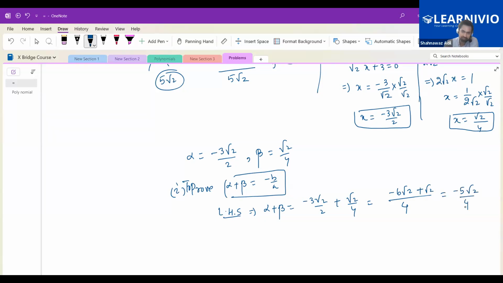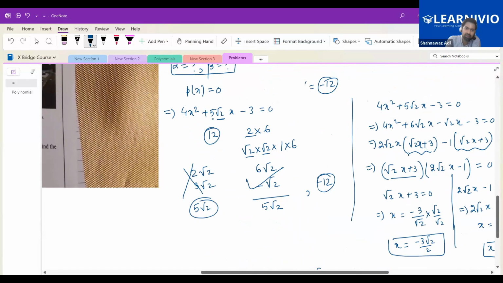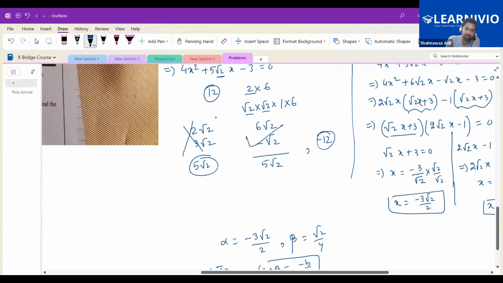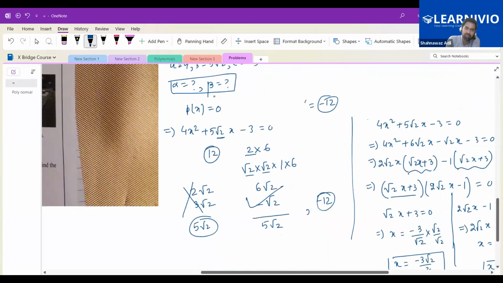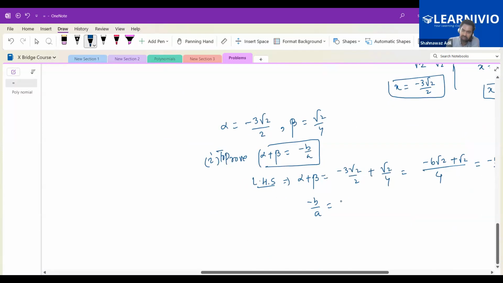Clear? Yes, sir. Now what is minus b by a? B is 5 root 2, right? Yeah, b is 5 root 2 and a is 4. So this would be minus 5 root 2 by 4, which is equal to, this is RHS, right?